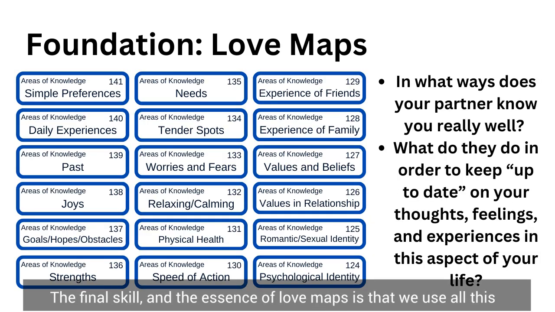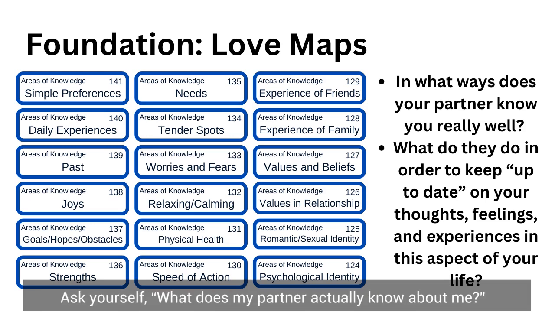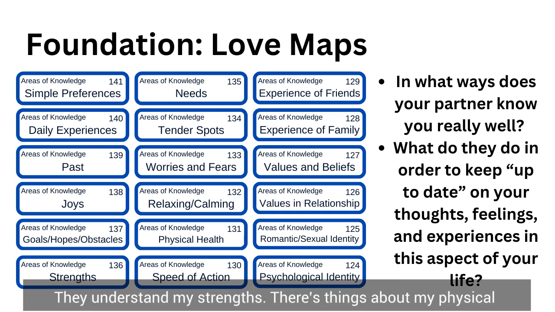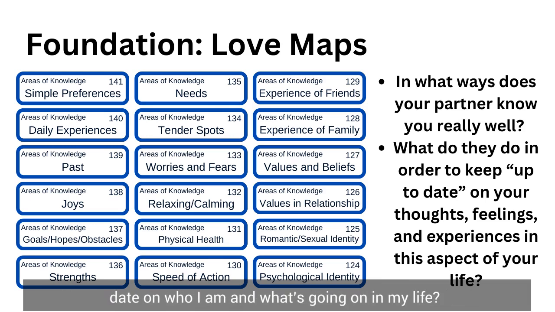The final skill and really the essence of love maps is that we use all this listening and all these great questions in order to really understand our partner. And so asking yourself, what does my partner actually really know about me? They know all my preferences. They know my tender spots, the things I'm worried or scared about. They know my joys. They understand my past. They know my goals and my hopes. They understand my strengths. There are things about my physical health they're really up to date on. So, how do they keep themselves up to date on who I am and what's going on in my life?